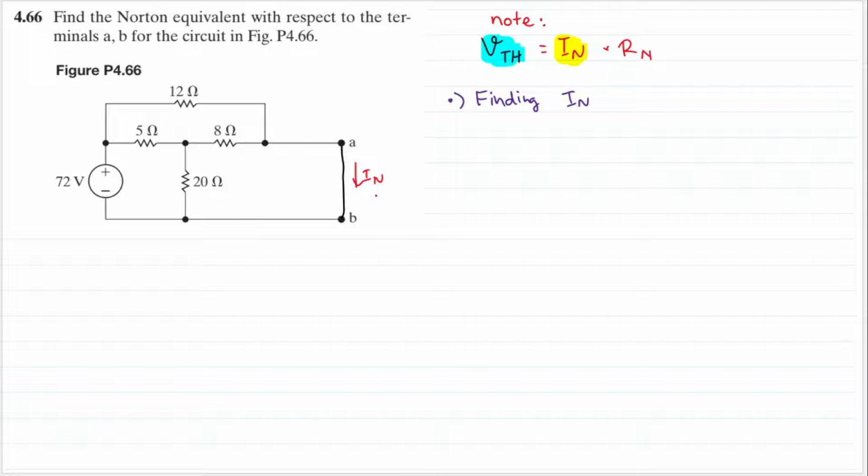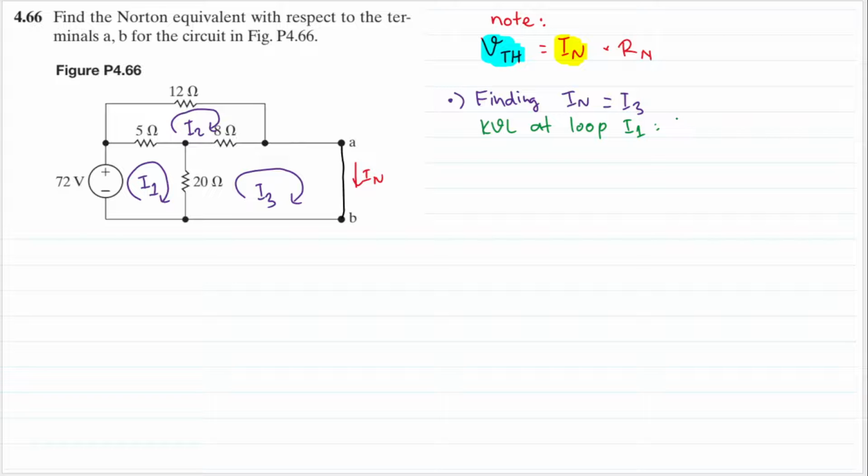I think the easiest way to do that is by using KVL. Let's name this I1, this is I2, and this is I3. Remember that this IN is equal to I3. Let's do KVL at I1, I2, and I3. The first thing we need to do is KVL at loop I1.